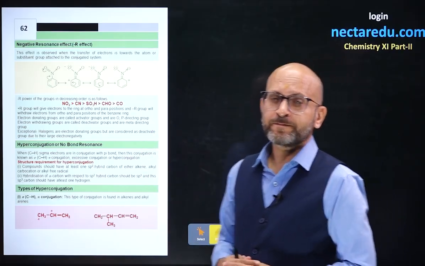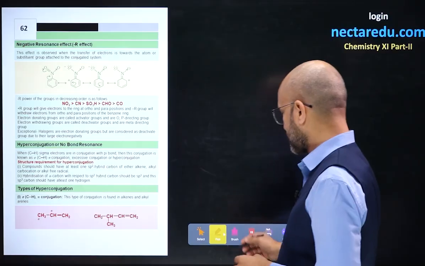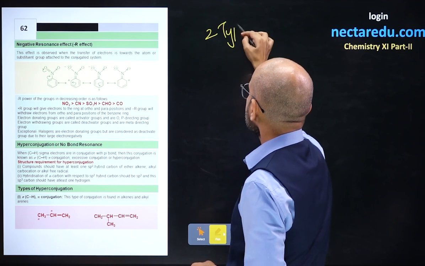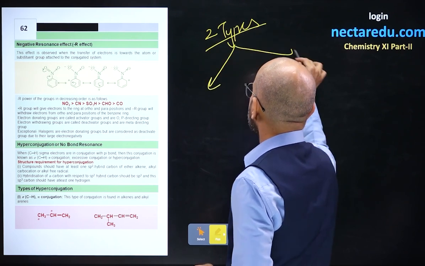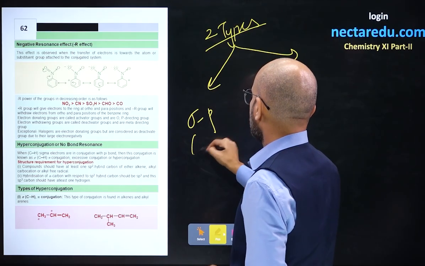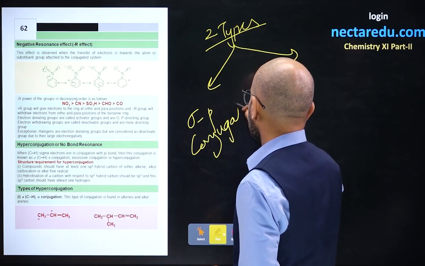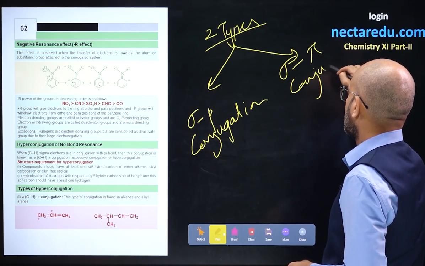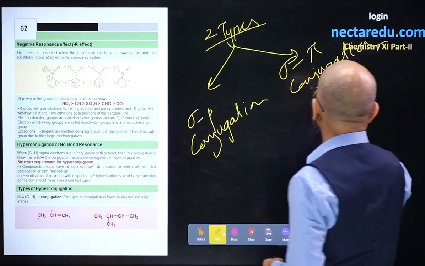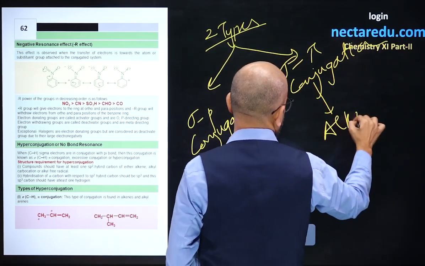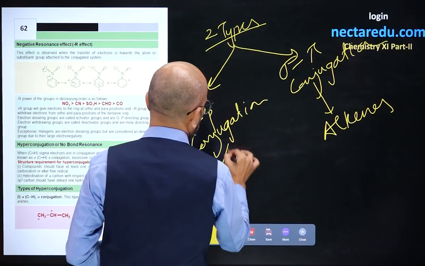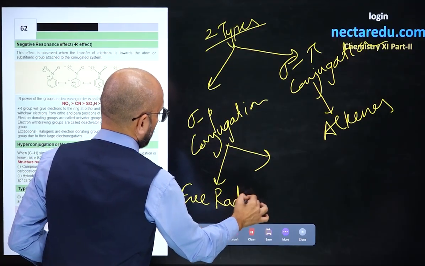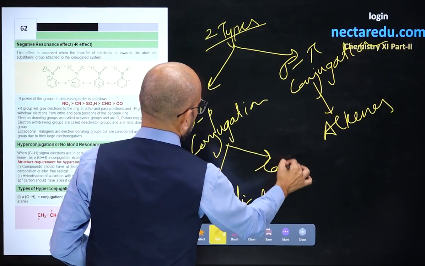Next is hyperconjugation. Hyperconjugation is basically of two types. Two types are, one is sigma p conjugation, and the other one is sigma pi conjugation. This one is observed in alkenes, and this is observed in free radicals and carbocation.